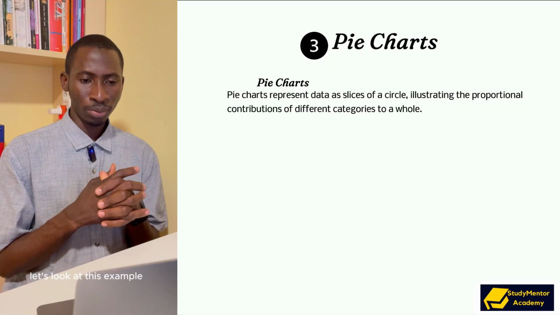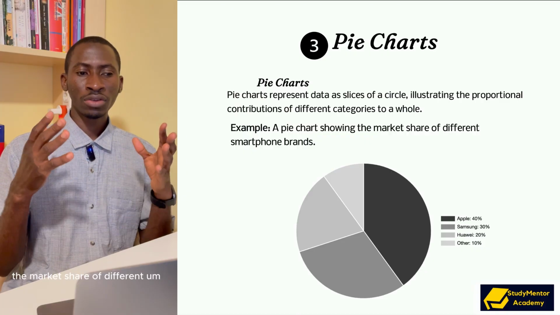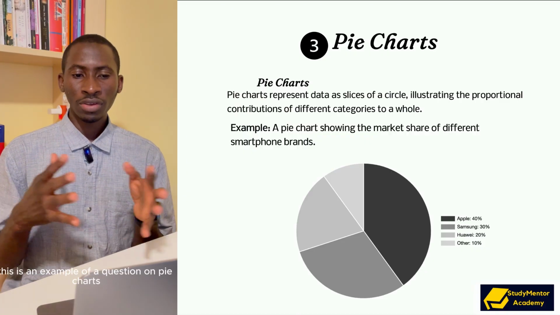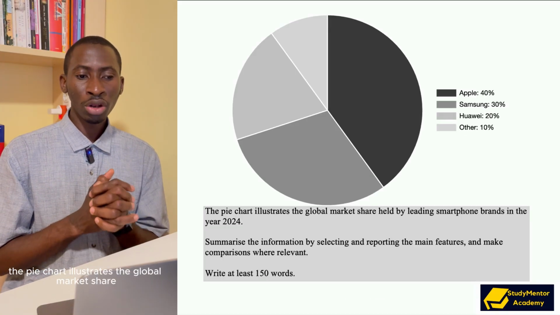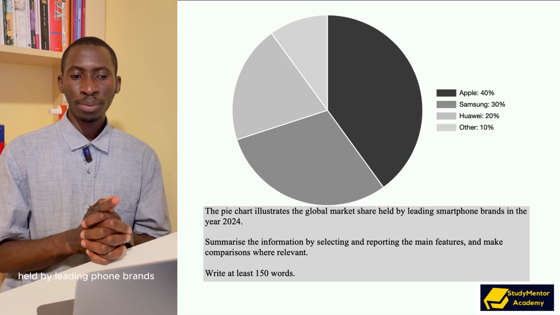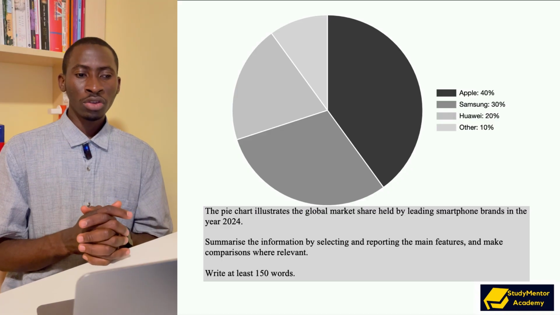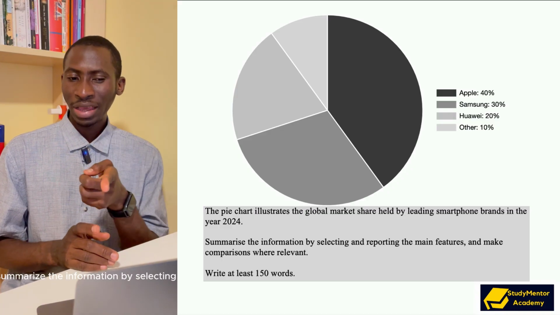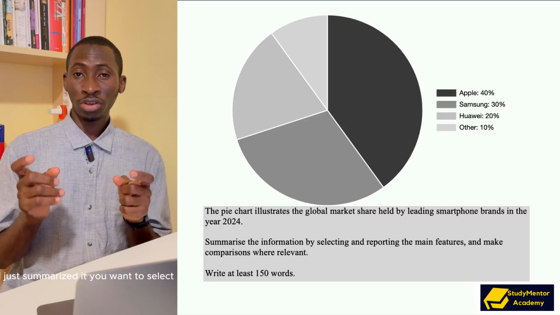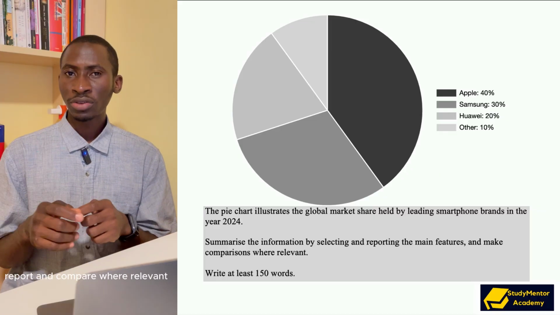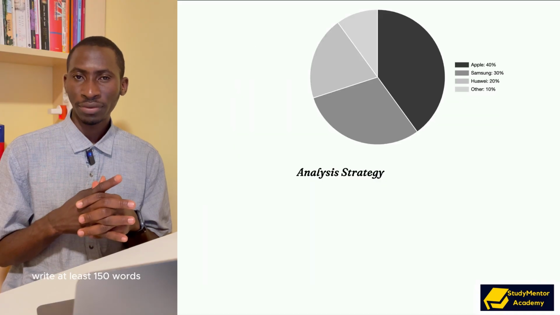Let's look at this example. This is a pie chart showing the market share of different smartphone brands. This is an example of a question on pie chart. The pie chart illustrates the global market share held by leading phone brands in the year 2024. Summarize the information by selecting, reporting, and comparing where necessary. I just summarized it. You want to select, report, and compare where relevant. Write at least 150 words.